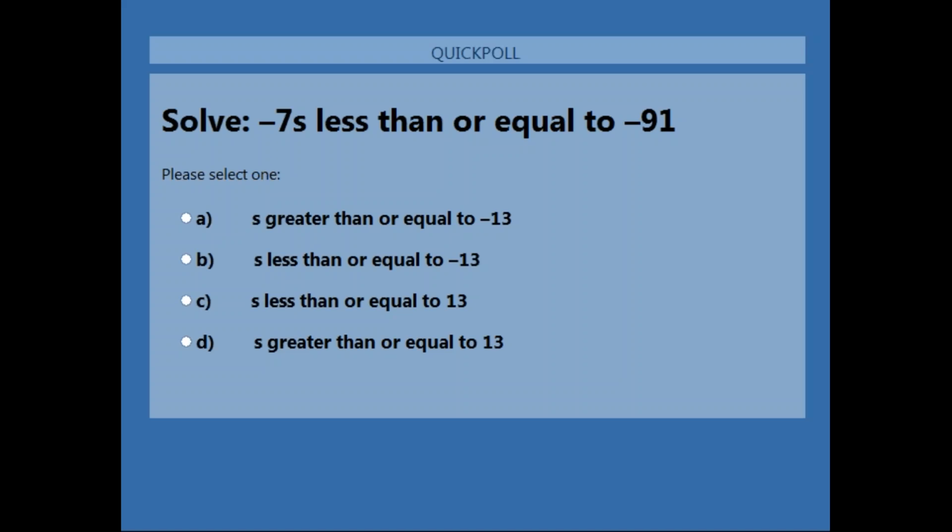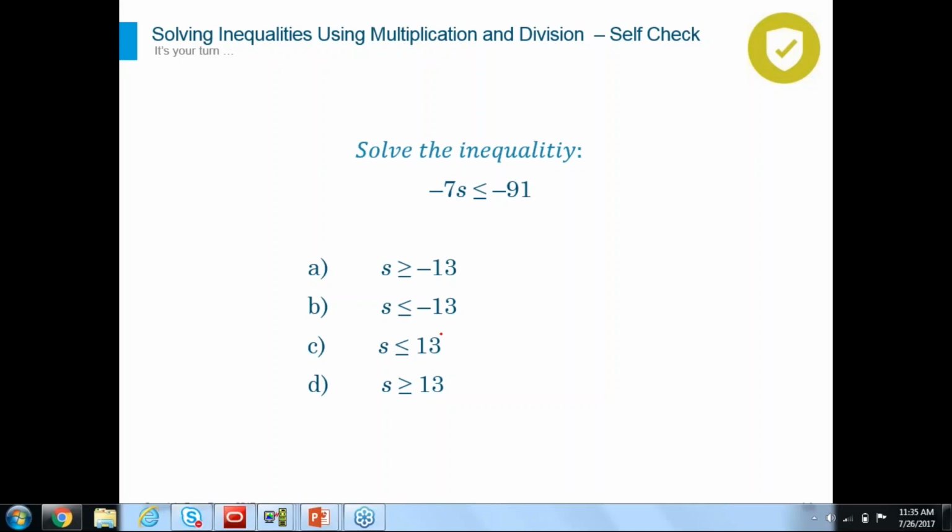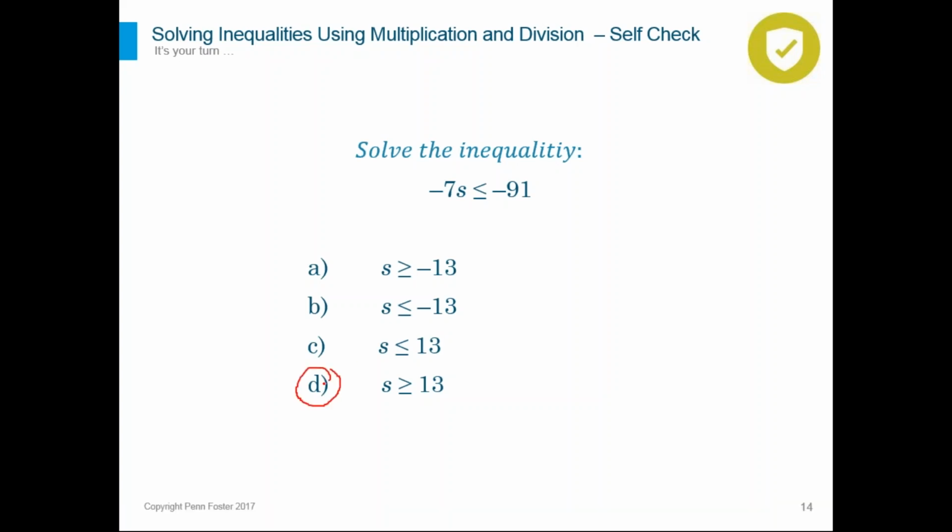Okay, let me share my answer with you here. So the right set of solutions for s would be D. D is the right solution. Remember, when we divide over a negative and a negative, two things will happen in that question. One, the sign will switch. Two, s will equal positive 13. A negative over a negative is a positive answer. So D is the right answer.